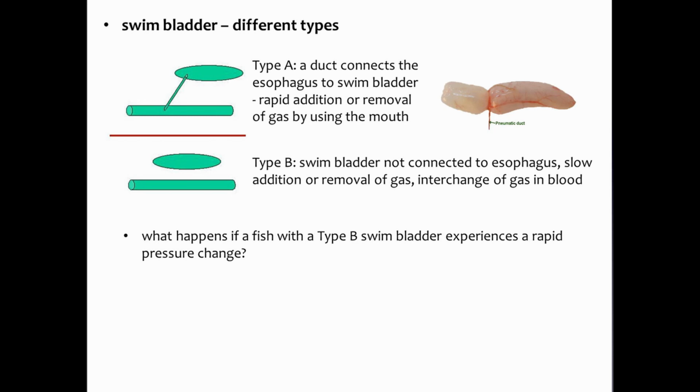So by the fish using its mouth, gulping, or it appears to be gulping for air, it's able to rapidly add or remove gas, once again, dissolved gases within the ocean water, into its swim bladder. So this fish is able to very quickly ascend in the water and very quickly descend in the water just by opening its mouth and moving air in or out.